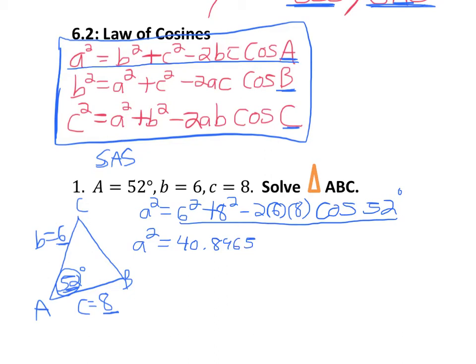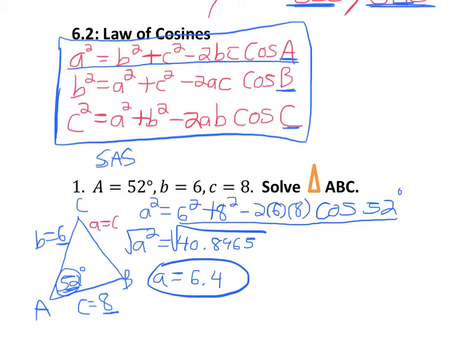To get little a, just take the square root of each side. When we take the square root of that, we get little a. I'm going to round this to the nearest tenth, so it's about 6.4. I'll put this in red since I already know it: a is 6.4.